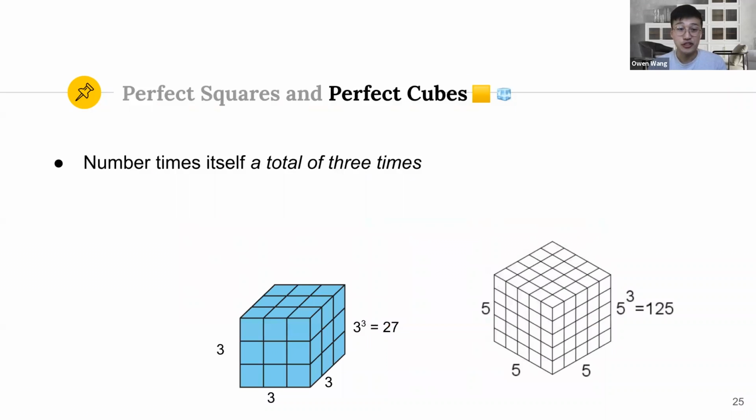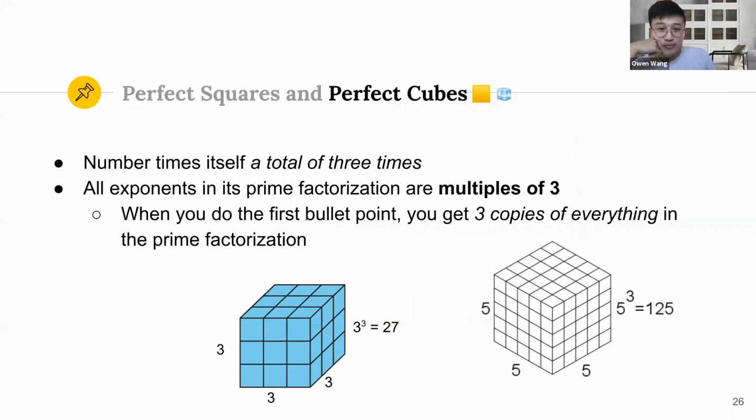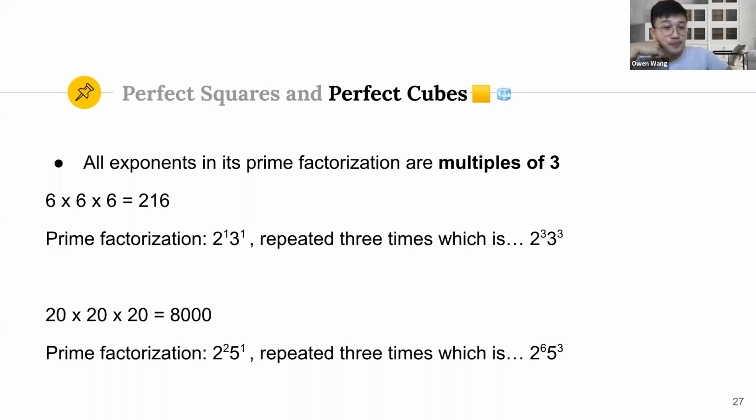Okay, similarly, a perfect cube is a number times itself 3 times, like a cube, because you have height, width, and length, right? Mathematicians call these perfect cubes because they can be represented as some number multiplied by itself 3 times. And the exponents are always going to be multiples of 3, for the same reason that squares have exponents that are multiples of 2. Next slide.